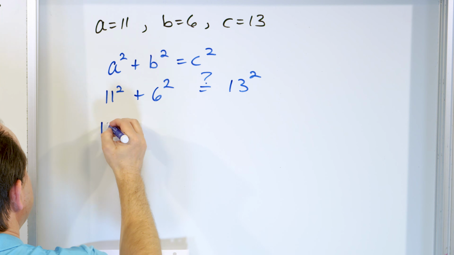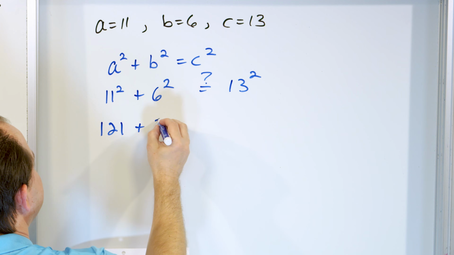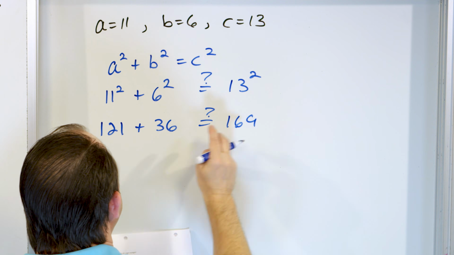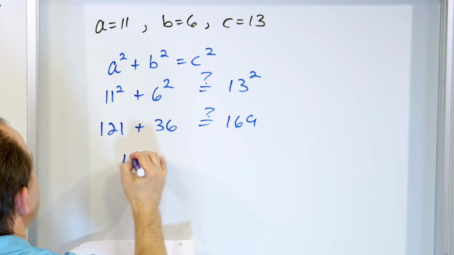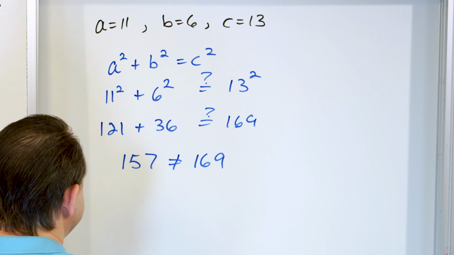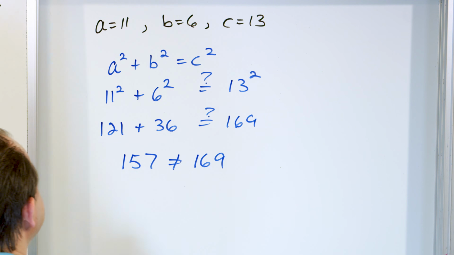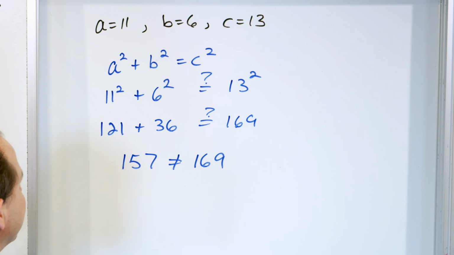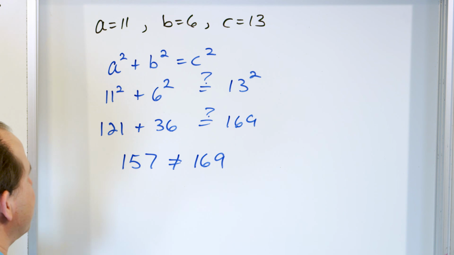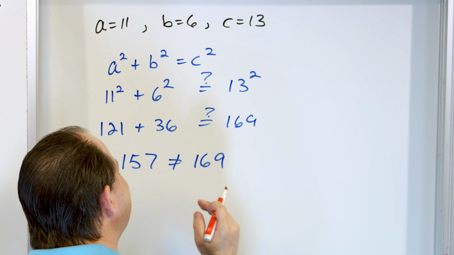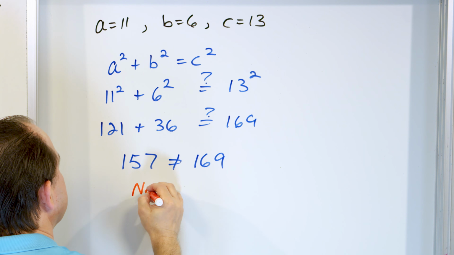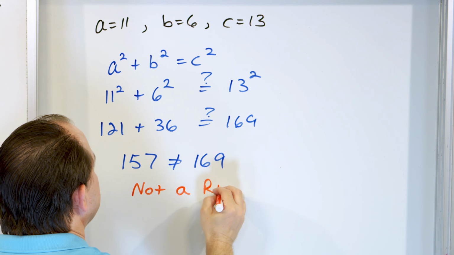Now 11 times 11 is 121. 6 times 6 is 36. And 13 times 13 is 169. And when I add these guys together, I actually get 157, and that's definitely not equal to 169. And because the left-hand side and the right-hand side are not equal, this cannot be a right triangle. The Pythagorean theorem has to be true for any right triangle, right? Since there's no equality here, this is not a right triangle.